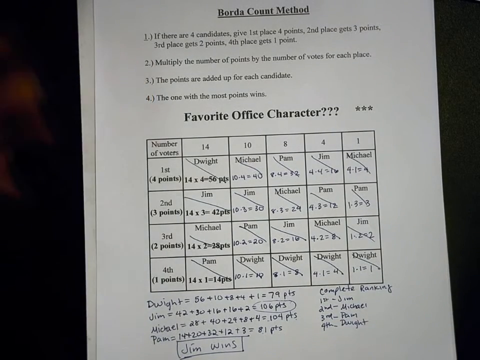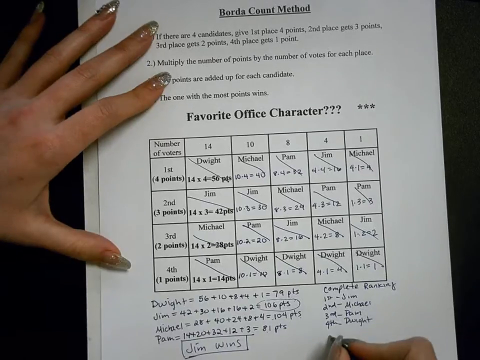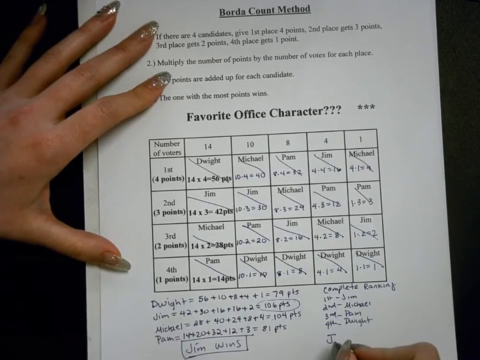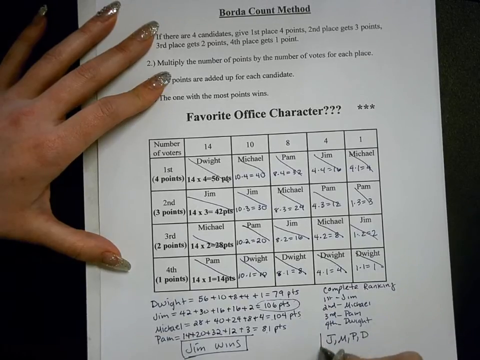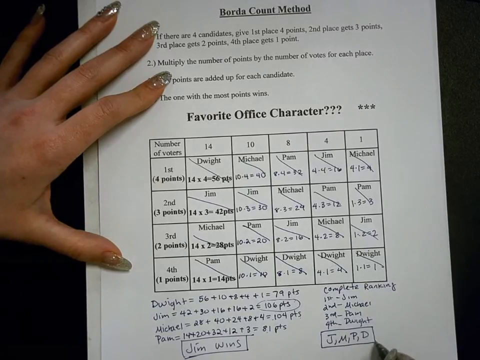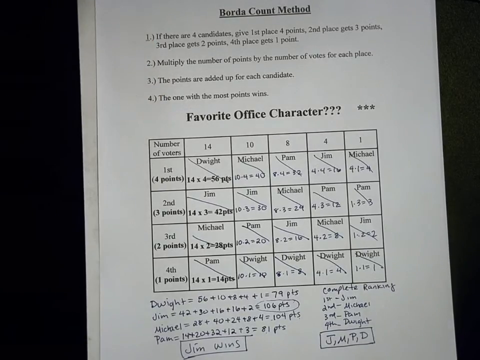And how we would write our answer would just be the first letter of each candidate's name. So J, M, P, and D. That would be the complete ranking of this preference schedule under the Borda count method.